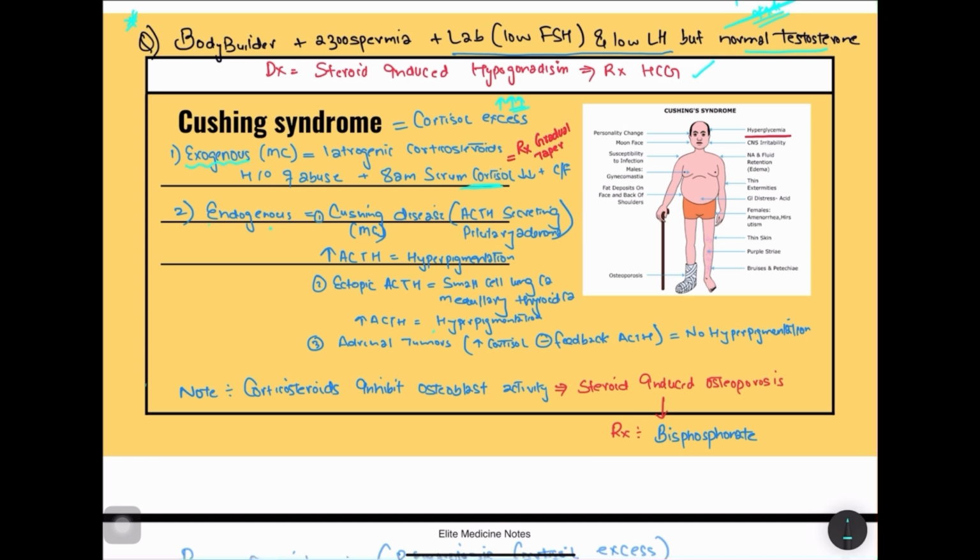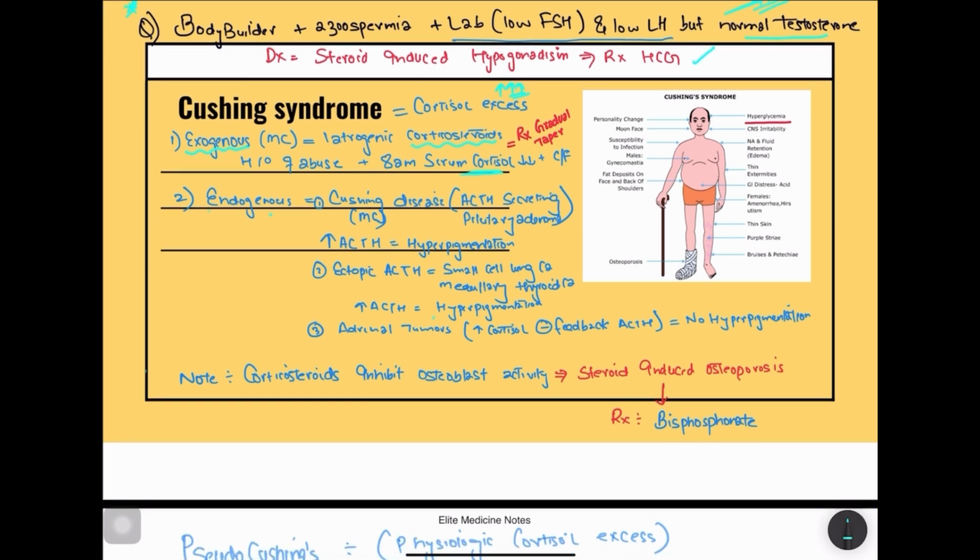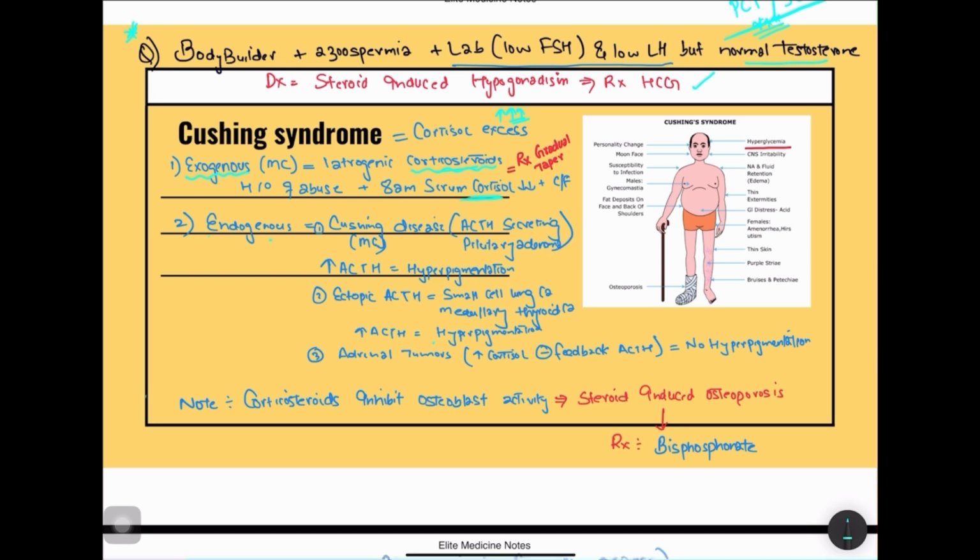That is, the patient is taking iatrogenic corticosteroids, that he is taking exogenous steroids either for treatment of a chronic disease or any dermatological conditions. So there will be a history of taking steroids from outside. So these steroids, exogenous steroids, mimic the action of cortisol in our body.